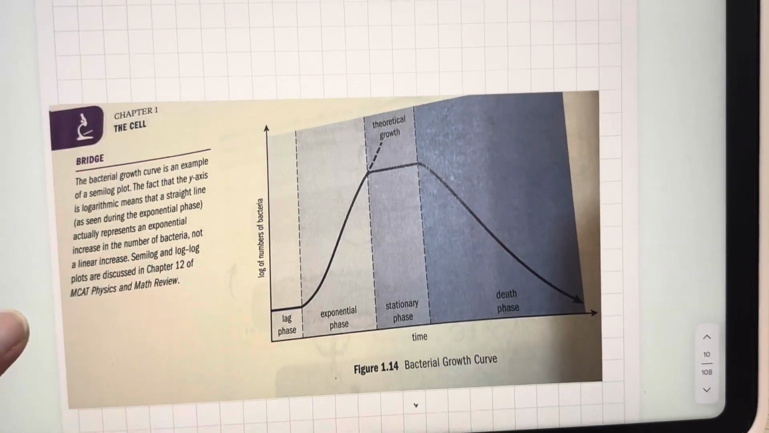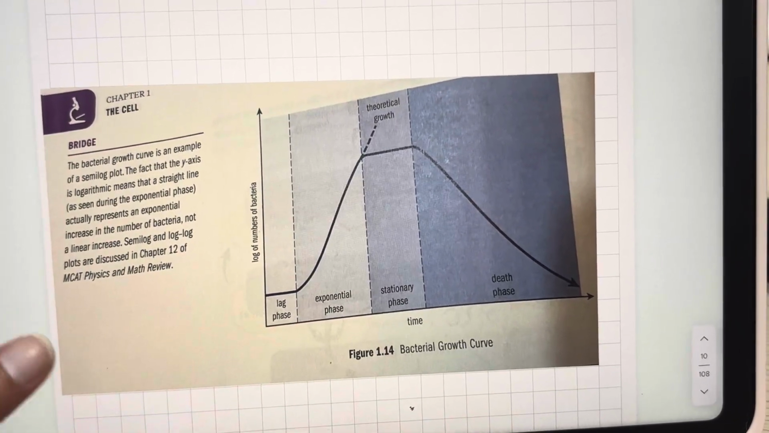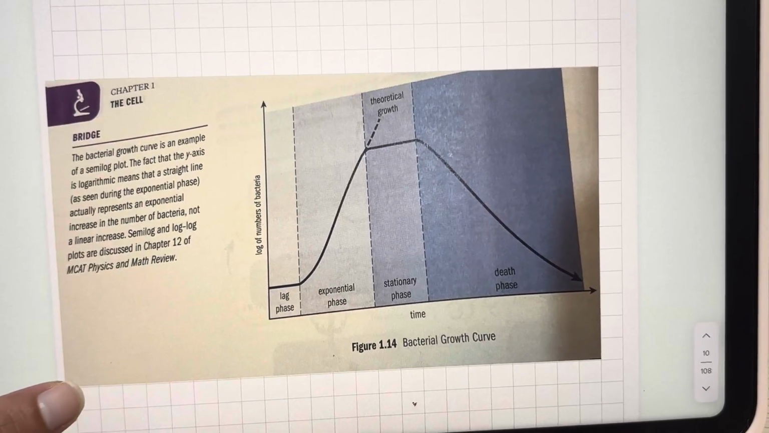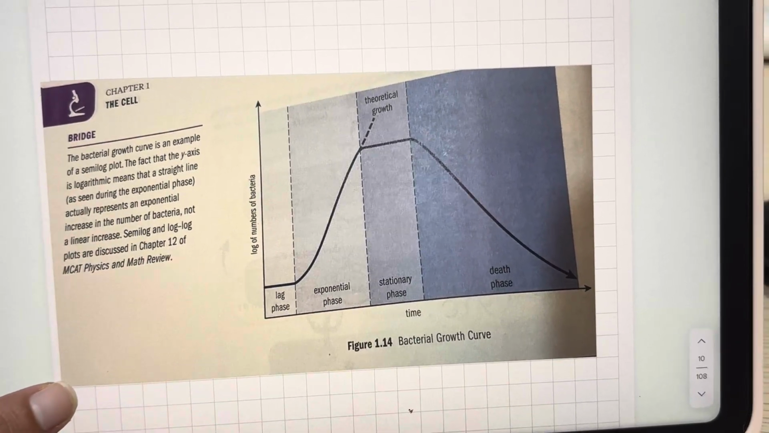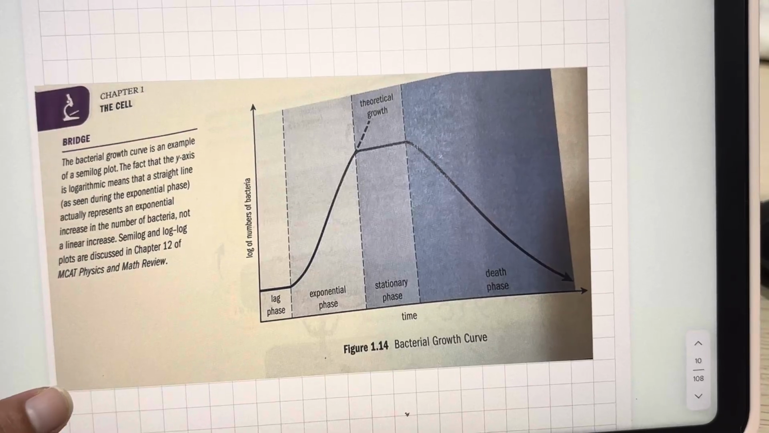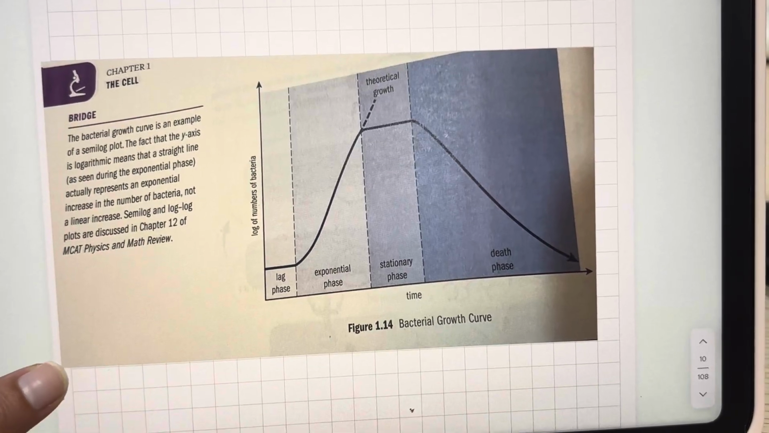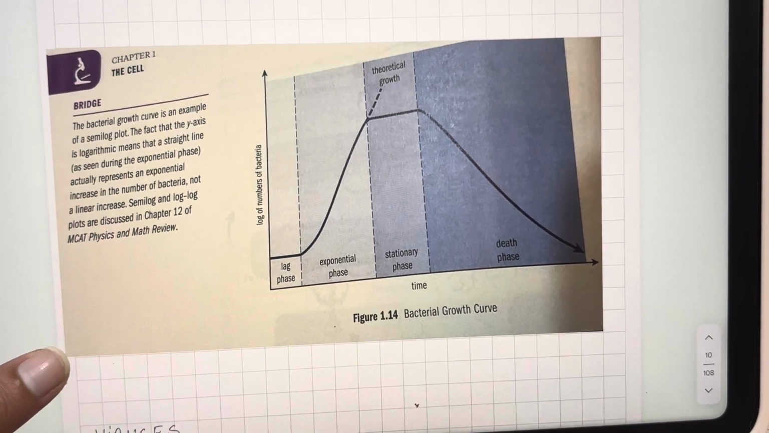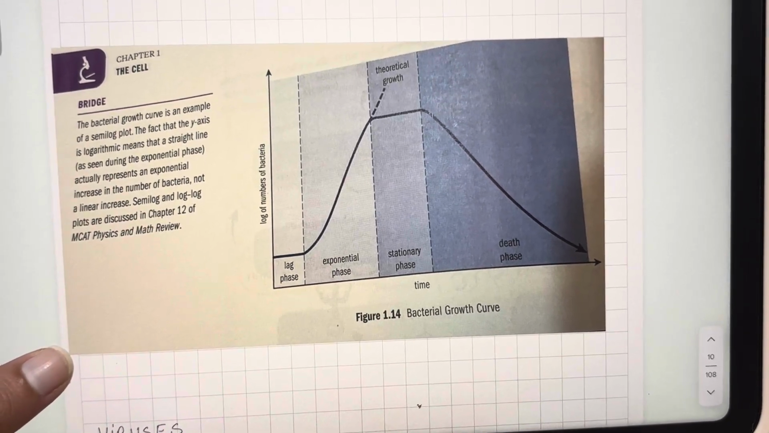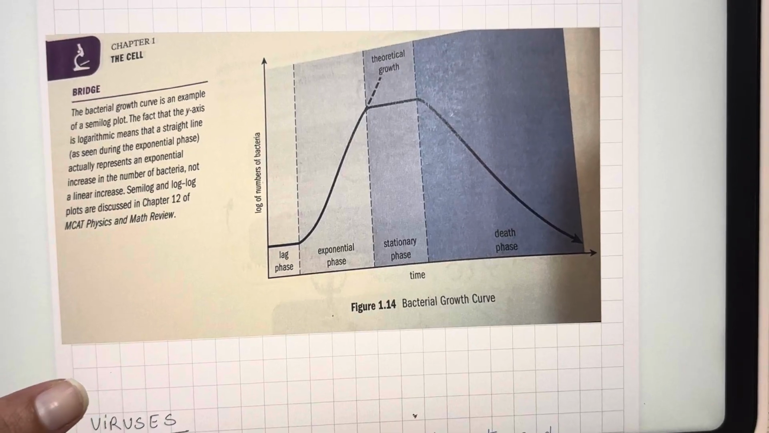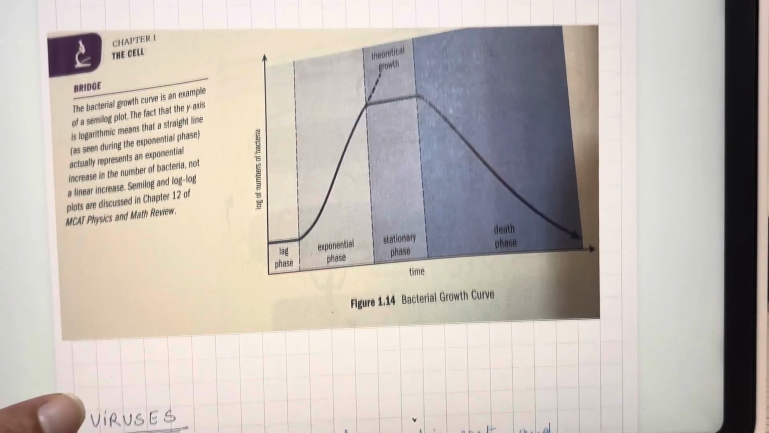Then comes the bacterial growth curve, which is an example of a semi-log plot. The fact that the y-axis is logarithmic means that a straight line, as seen during the exponential phase, actually represents an exponential increase in the number of bacteria, not a linear increase. Semi-log, log-log plot as discussed.